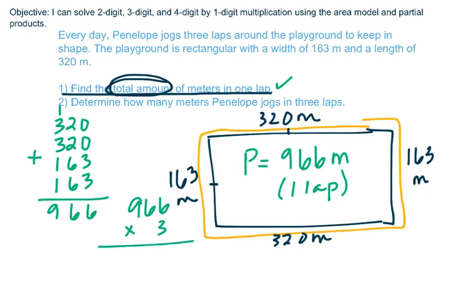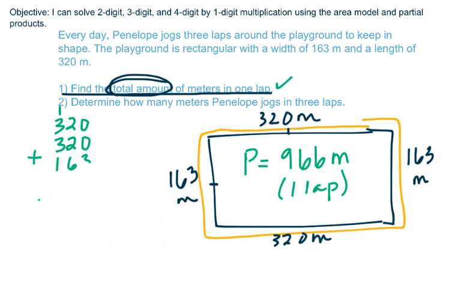Now you can set this up as an area model on your board. I'm going to only solve this using partial products today. However, I think we're going to have to bump it up here so that I can have a little bit more space to work. So 966 times 3. Okay, this is a 6, this is a 60 because it's in the tens place, and this is a 900 because the 9 is in the hundreds place.